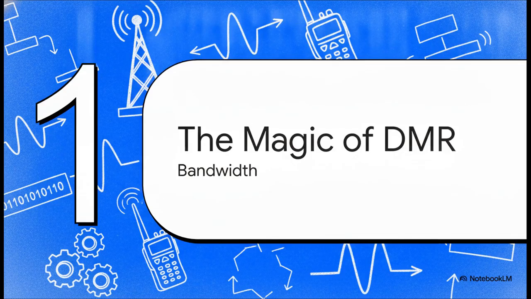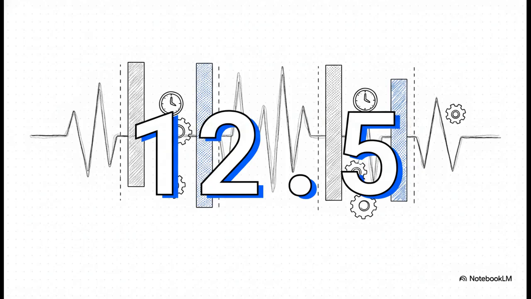Section 1. The magic of DMR bandwidth. So to really understand the foundation here, we have to look back to the mid-2000s, when DMR originated as a commercial protocol. It used a modulation technique called 4FSK. And here's the very first piece of the puzzle. A standard DMR channel uses a really tight bandwidth of 12.5 kilohertz.